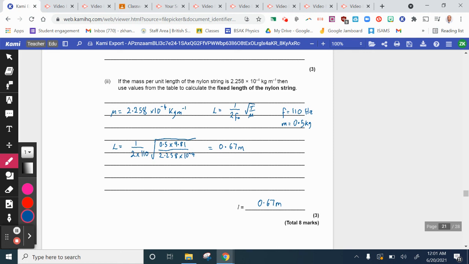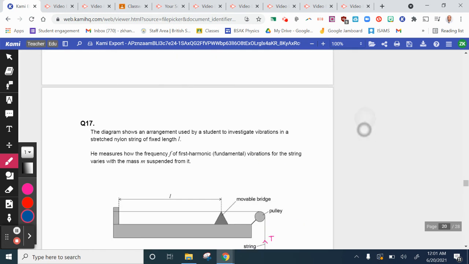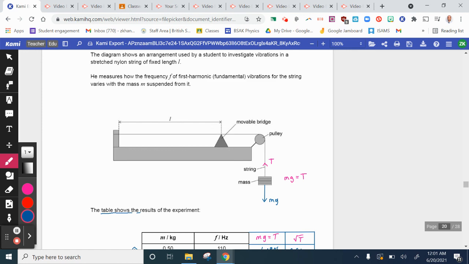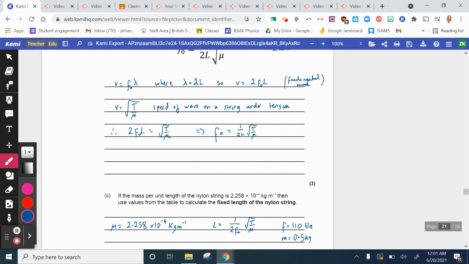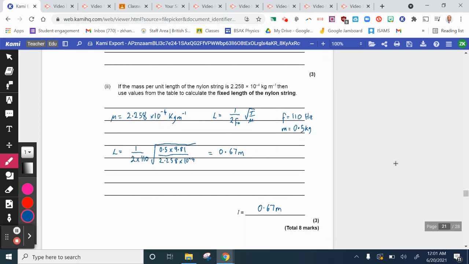And then the root of the mass, remember the tension is equal to the mass times 9.81. So tension is equal to the weight. So that will be 0.5, which is the mass, times 9.81. That's the tension in the string at a frequency of 110, divided by the mass per unit length, which is fixed. That's not going to change for that string, which is 2.258 times 10 to the minus 4, which is put in here. And the length of the string between the two fixed points where the fundamental frequency is produced is 0.67 meters.